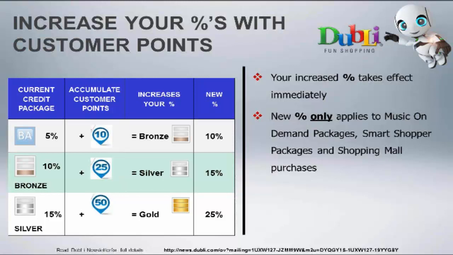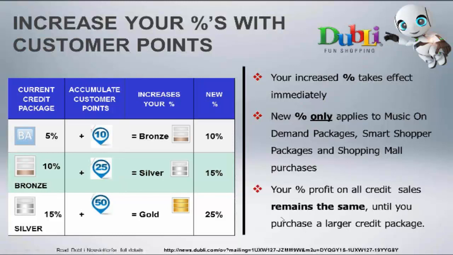Of course, they won't apply to your credit sales because you've already purchased your credits, you already own them, you've already paid a specific amount for them, so you can't increase your profit on something that you've already paid for. So the increased percentage only happens to those particular items from the Jubilee website. And the way that you can increase your profit on your credits is, of course, the next time you buy a credit package, you purchase a larger credit package. Ultimately, as our business starts to increase, we should all be buying gold credit packages all the time because that's where you're going to get the best return, your 25%.